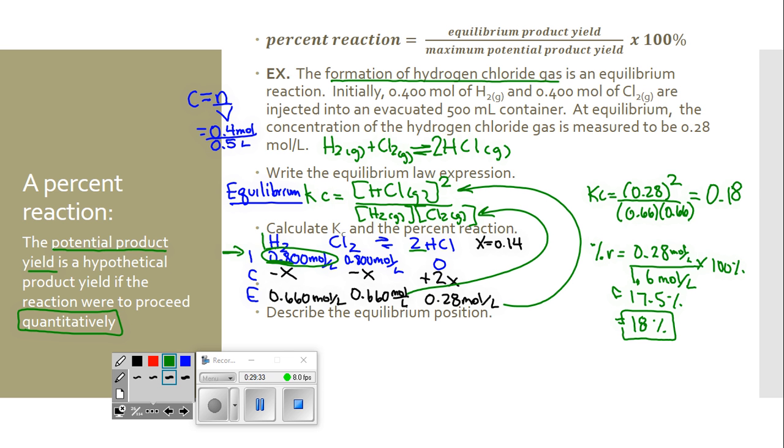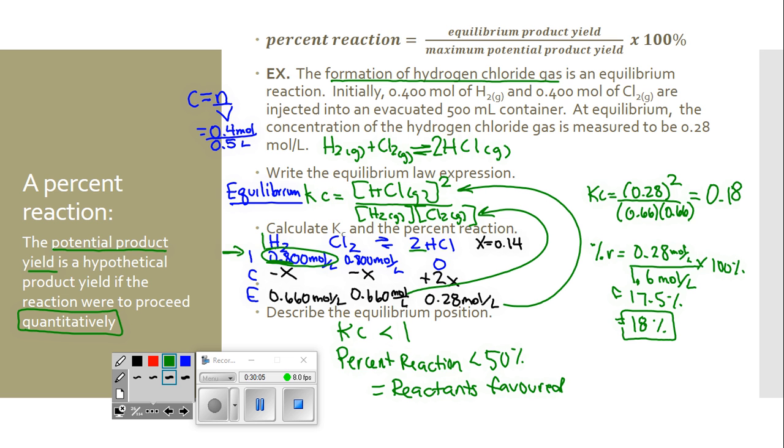Now, either way we look at it, whether we're looking at Kc or whether we're looking at the percent reaction, Kc is significantly lower than 1. The percent reaction is significantly lower than 50%. Both of those pieces of evidence tell us that the reactants were favored, and that at equilibrium there was proportionally more reactant than there was product in the container.